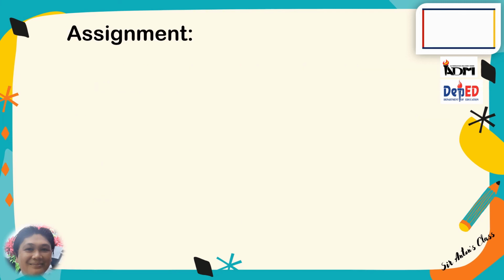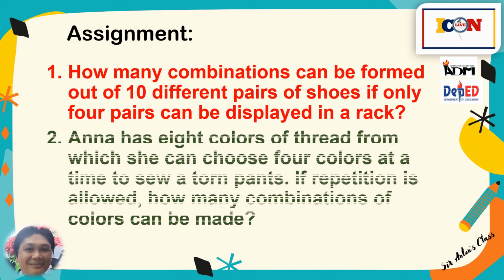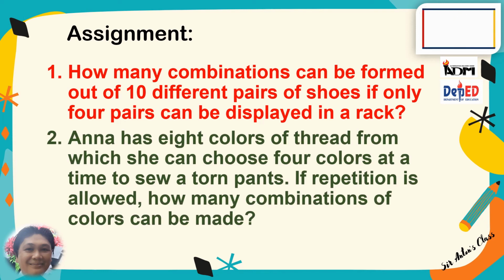Okay, for our assignment, please answer this. How many combinations can be formed out of 10 different pairs of shoes if only 4 pairs can be displayed in a rack? So imagine you are selling 10 different pairs of shoes. Also, number 2, Anna has 8 colors of thread from which she can choose 4 colors at a time to sew a torn pants. So the pants has 4 torn areas. If repetition is allowed, how many combinations of colors can be made?